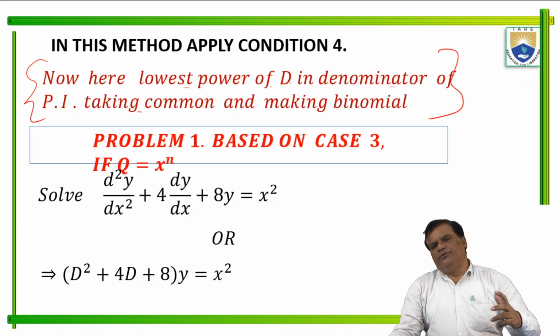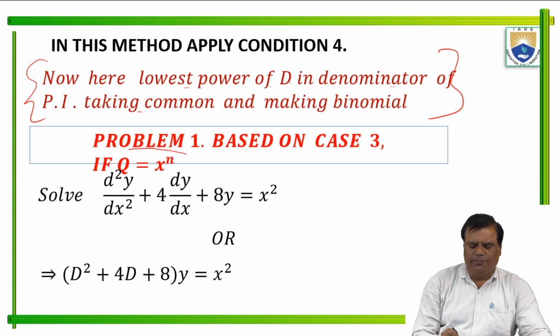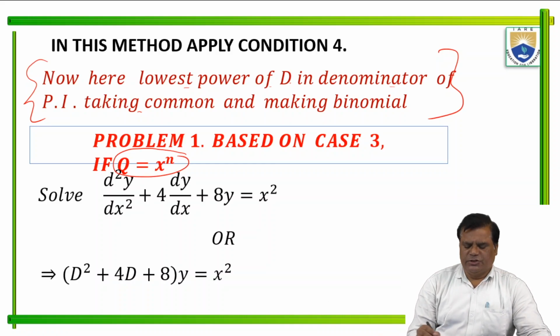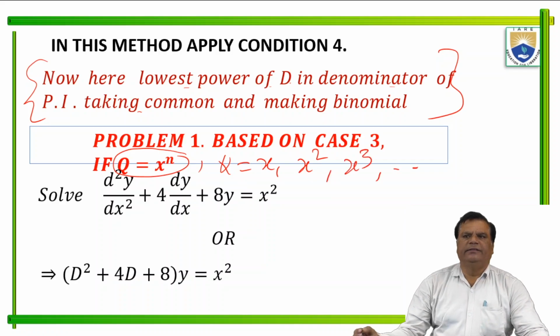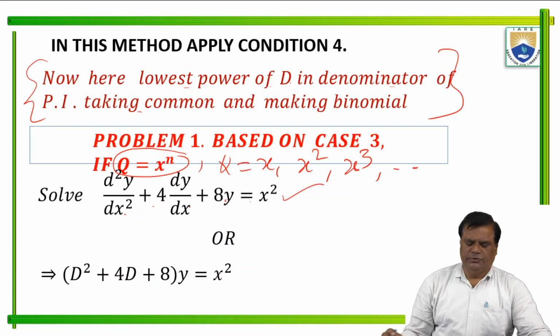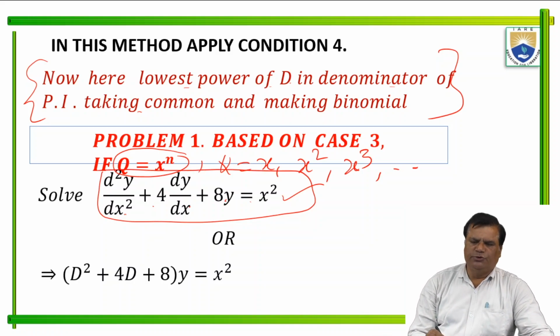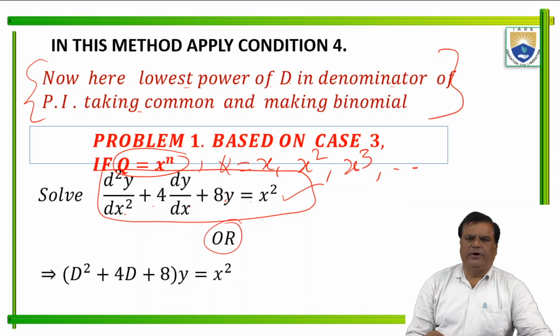So now we want to discuss one problem based on case 3. If Q is x to the power n, it means Q may be x, Q may be x square, Q may be x cube, and so on. So now problem 1 is d2y over dx2 plus 4 dy over dx plus 8y equal to x square. This is the question given in the question paper. This question can also be written as (D square plus 4D plus 8)y equal to x square.